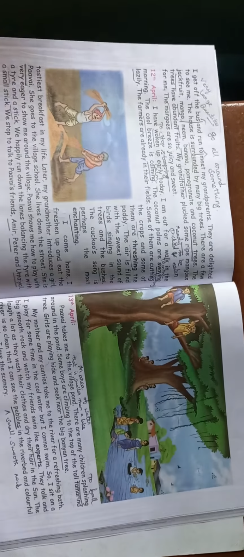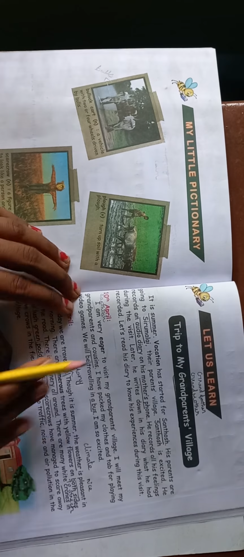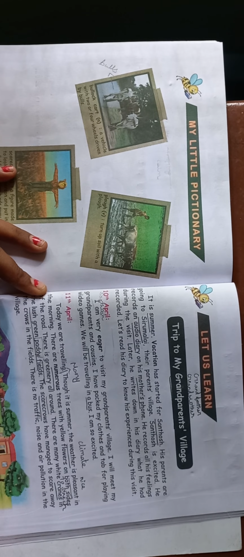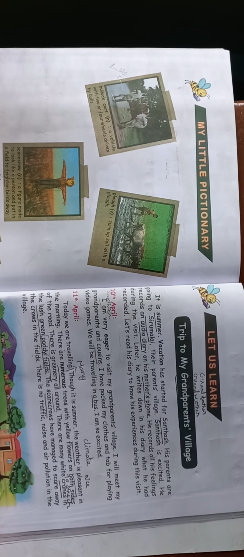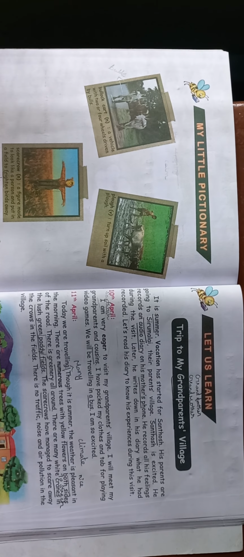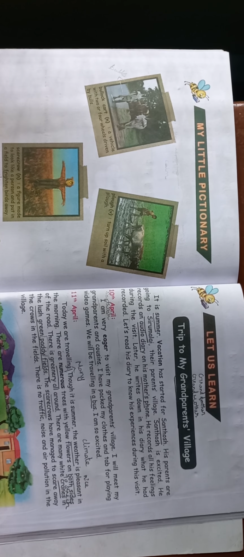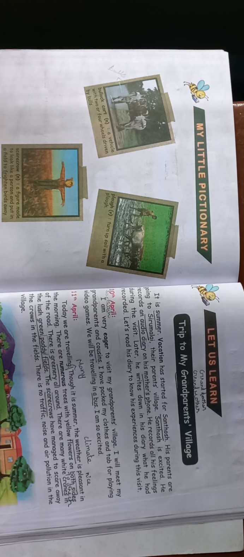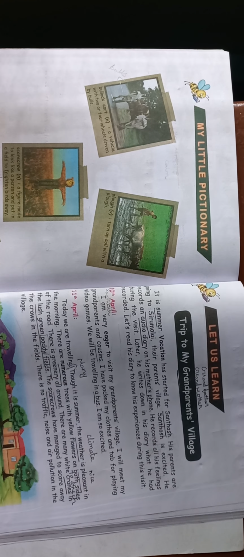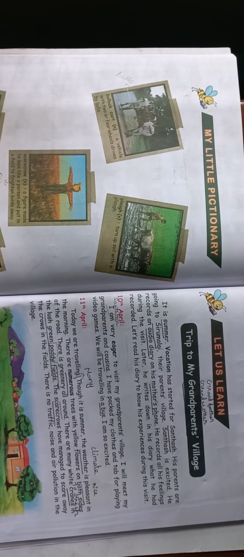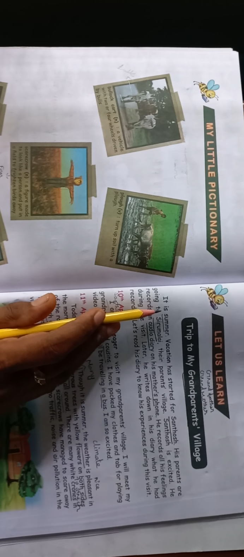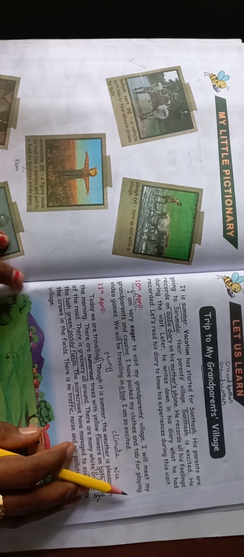Let me read these passages. You have to listen, okay? Who is the main character? Santosh. He writes a diary, right? This lesson is about Santosh and his diary, and his visit to the grandparents' village. What he has seen, what he has enjoyed in the village. Now listen, I will read the passage.